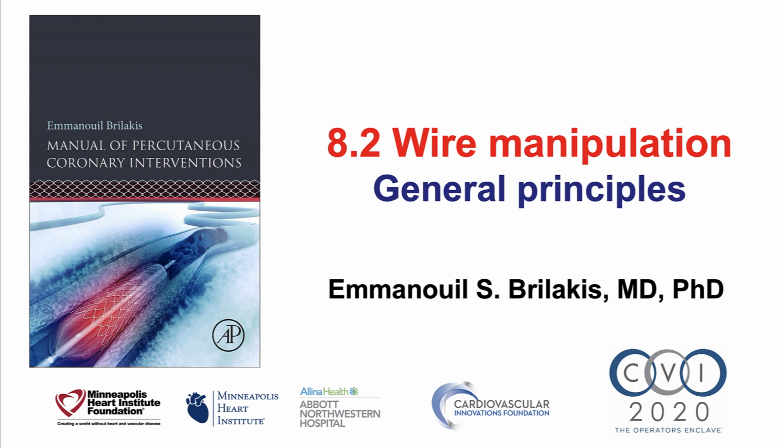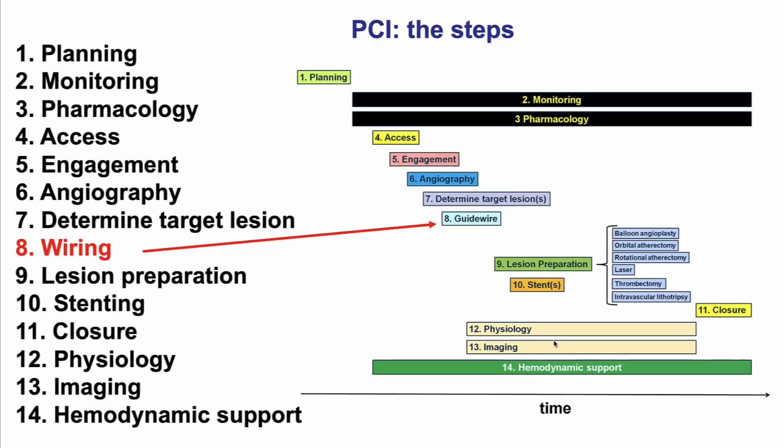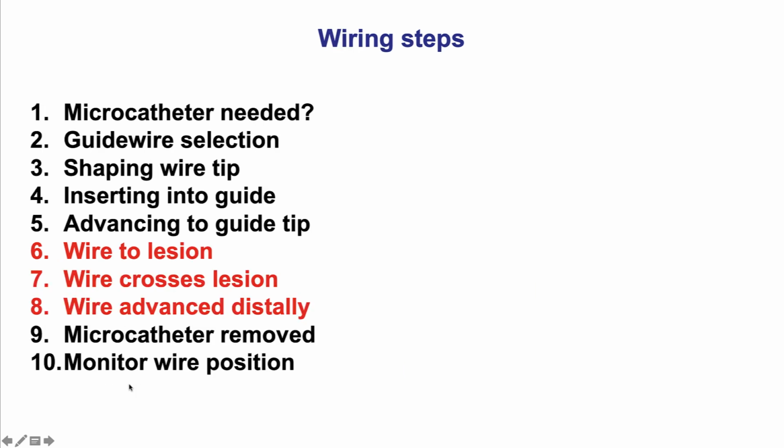This video discusses some general principles regarding guide wire manipulation. Wiring is the 8th of the 14 steps of percutaneous coronary intervention and can be achieved in 10 steps that are discussed in detail in video 8.1.